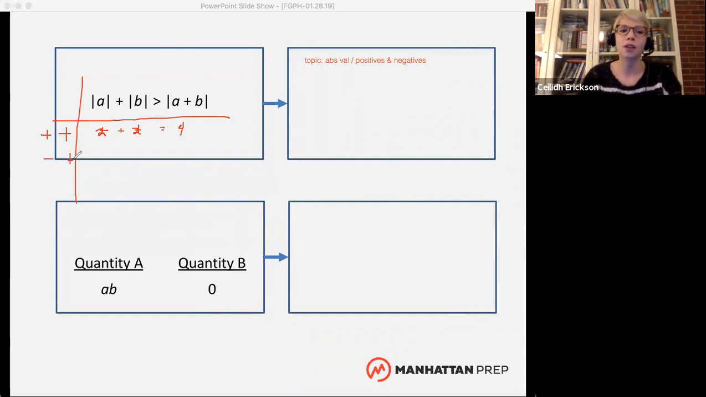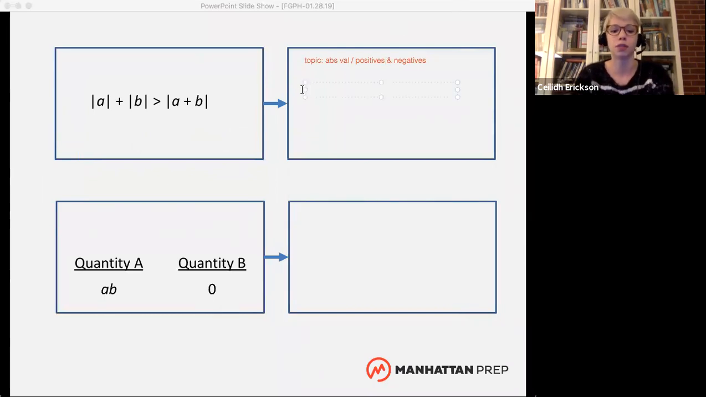And you'll find here that if they were both positive, these sides would be equal, or if they were both negative, these sides of our inequality would be equal. So the only situation that makes this true is if one of them is negative and one of them is positive. So A and B must have opposite signs.